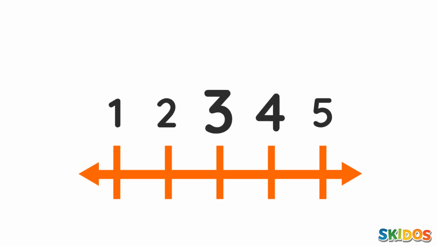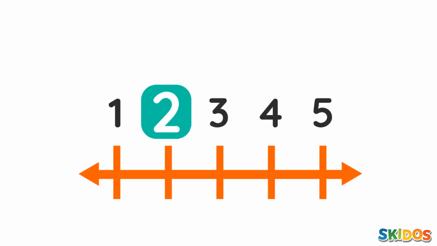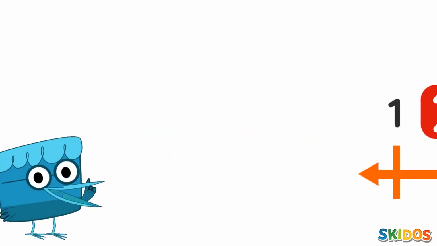3 comes just before 4. So, 3 is the predecessor of 4. 2 also comes before 4, but it is not just before 4.